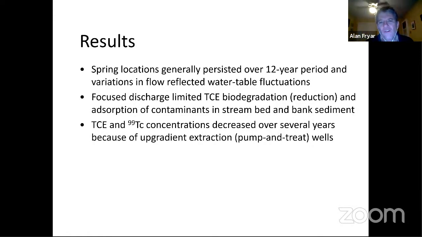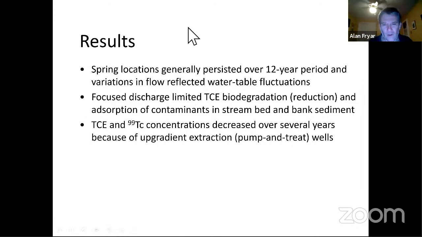Redox reactions can also affect chlorinated organic compounds. And under some circumstances, under anoxic conditions, you can get biodegradation, that is reduction of trichloroethylene to a non-toxic byproduct. But in this case, we didn't really see that because the residence time was short. Water was moving quickly through the system, and there wasn't that much absorption of the contaminants onto the minerals.